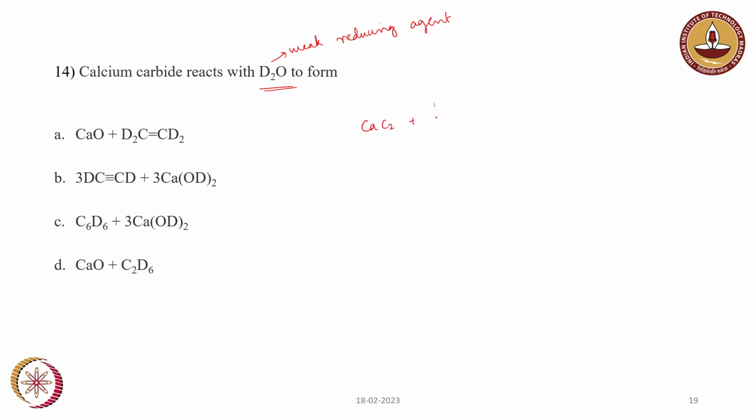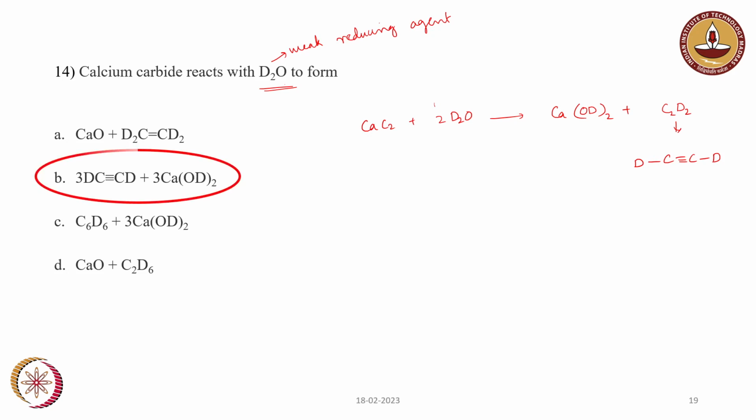So CaC2 plus 2D2O, it will be CaOD twice plus C2D2. So option B is the answer, where this one is calcium OD twice and C2D2.